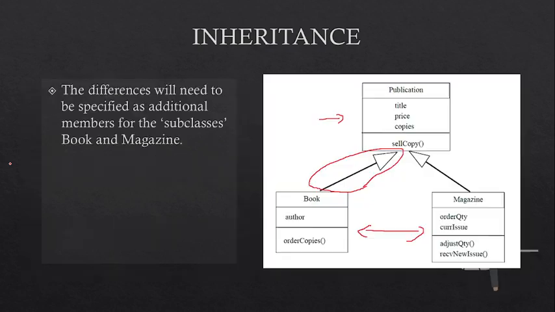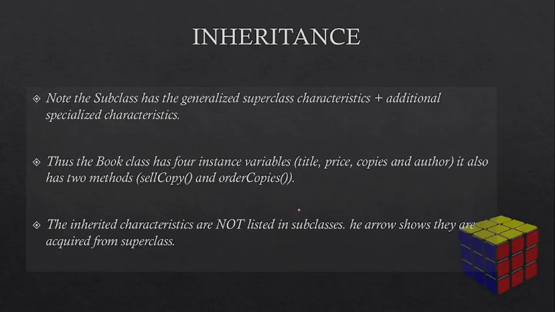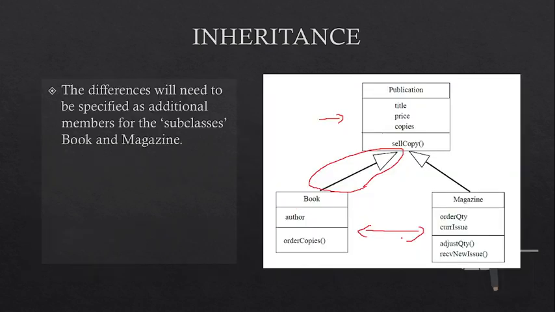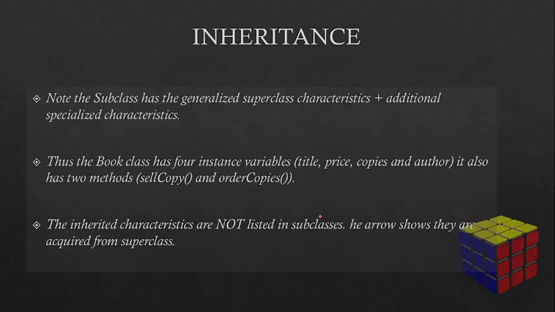Okay. So, although they do not list title, price, and copies, the subclass has the generalized characteristics or attributes plus additional specialized characteristics. So, the book class has four instance variables. It carries the title, price, and copies from the publication plus the author. So, author belongs only to it. The inherited characteristics are not listed in subclasses. The arrow shows they are acquired or inherited from your superclass.